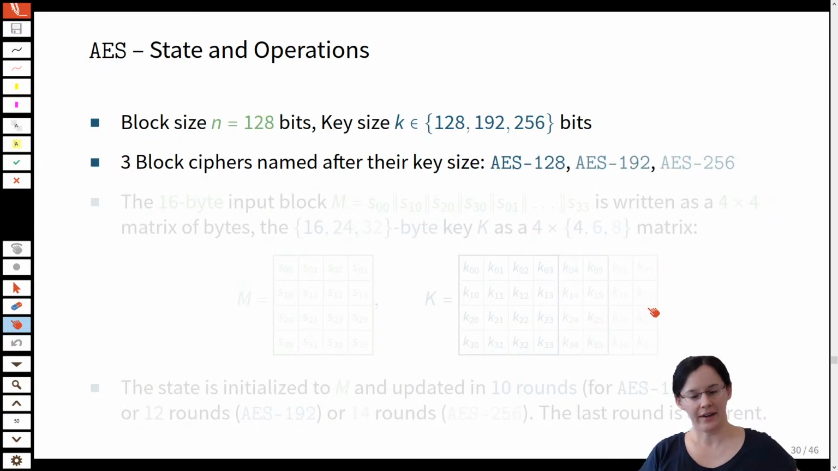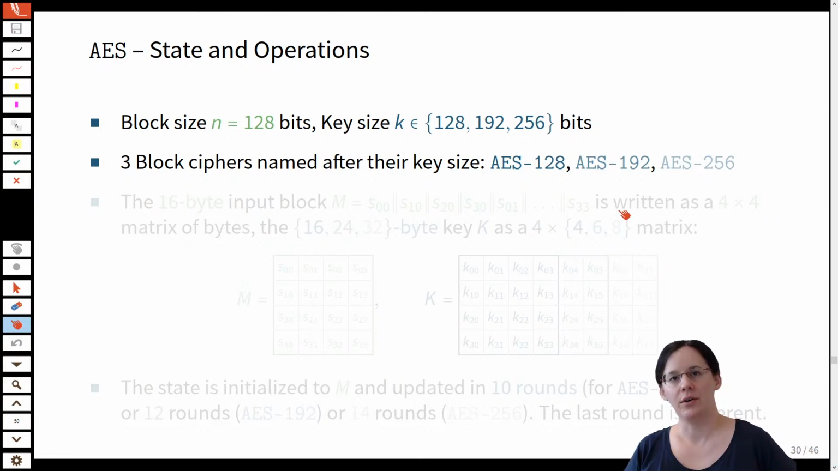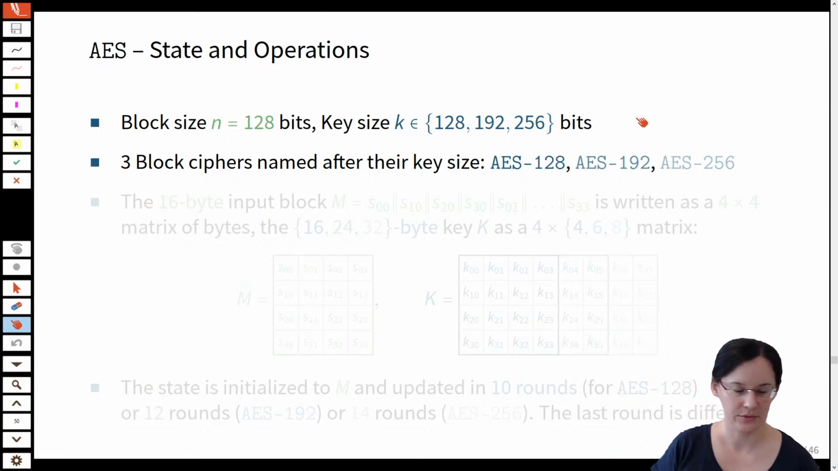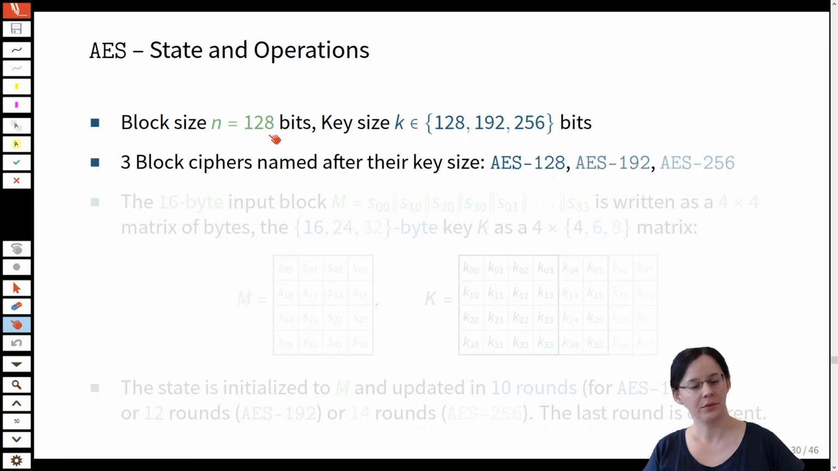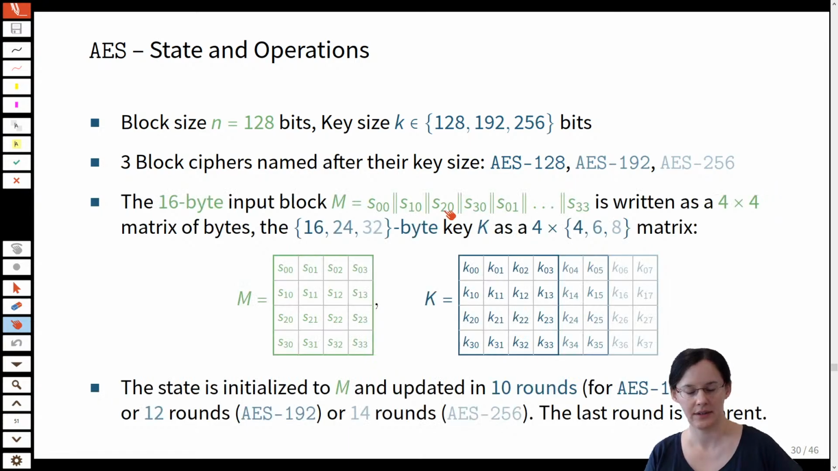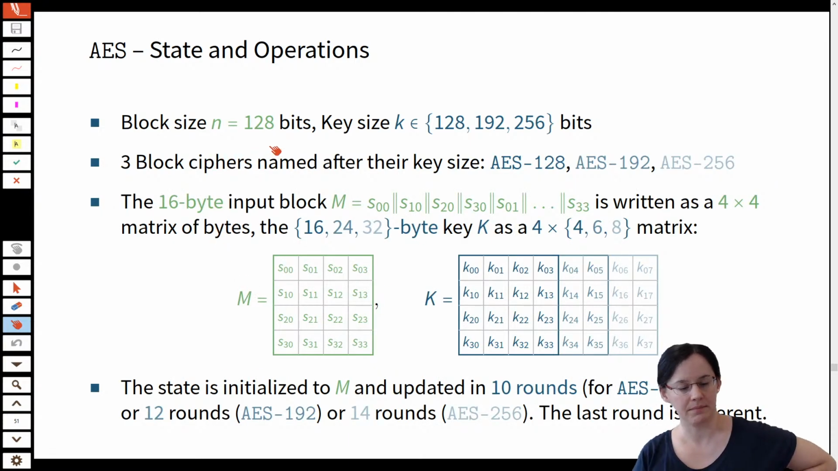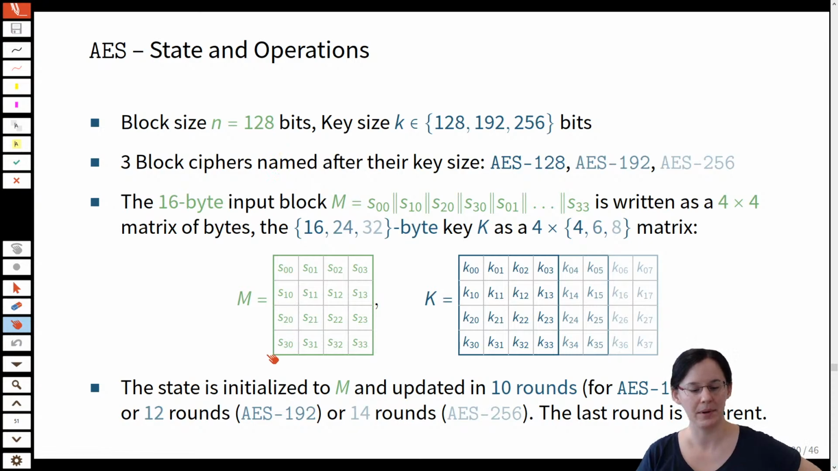So what does it look like? As a reminder, in case you already know it, or as fresh information in case you don't. So it has 128-bit blocks and keys of the same size or larger. And this is also reflected in the names of the 3 cipher variants. So this 128-bit block is written as a matrix of 4 times 4 cells, which are actually exactly 1 byte each. So it's 16 bytes large, the state.